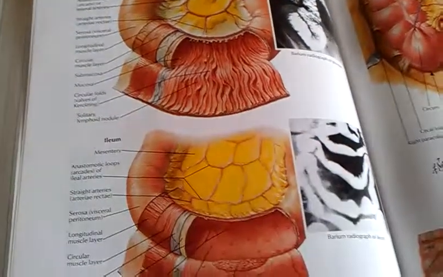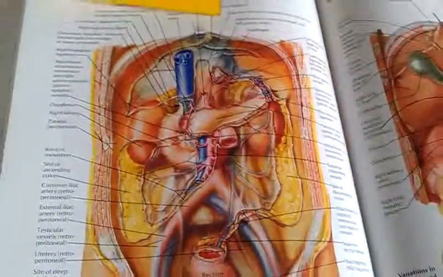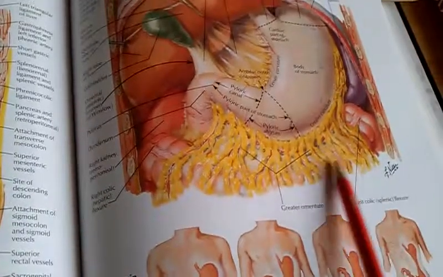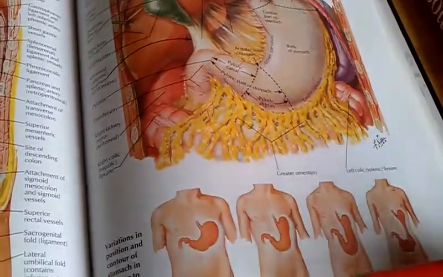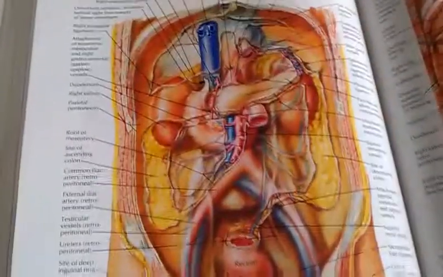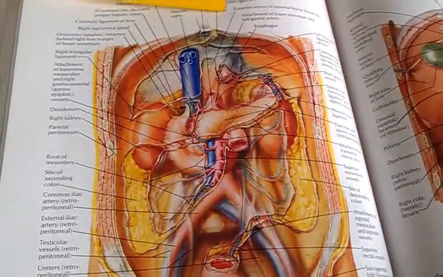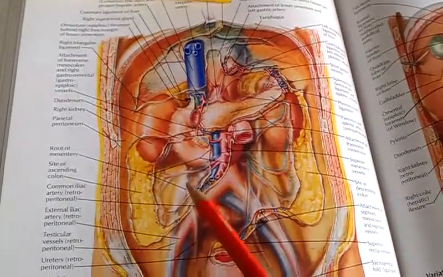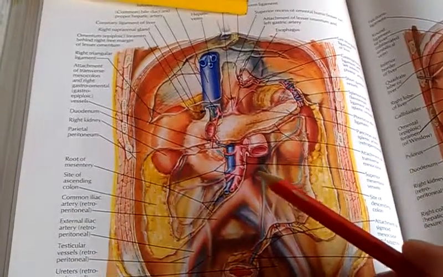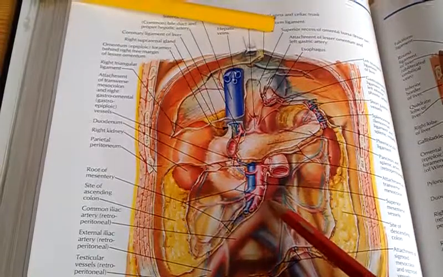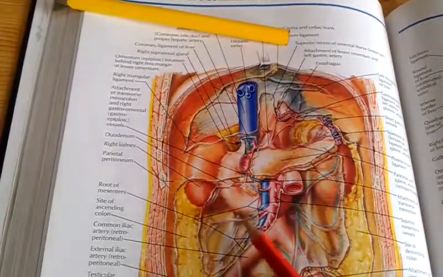The relations of jejunum and ileum. In front you have the greater omentum and ventral abdominal wall. This is the greater omentum attached to the greater curvature of the stomach, and it would go in front of the jejunum and ileum. And behind, the intestine is attached by mesentery to the dorsal abdominal wall, and it is in contact with the ureters, the aorta, and the inferior vena cava, which goes down here.